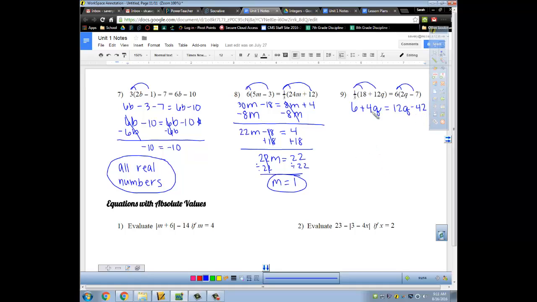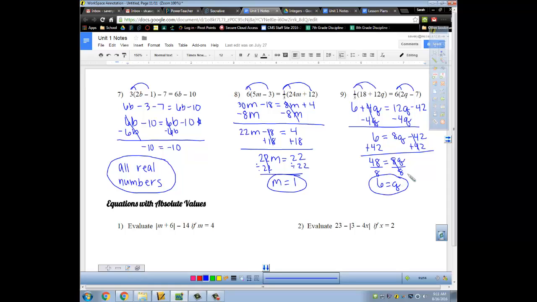Again, I'm going to choose the smallest variable, which is the 4q, so subtract that from both sides. So we get 6 equals 8q minus 42. Add the 42 to both sides to get 48 equals 8q. Divide both sides by 8 to get q equals 6.